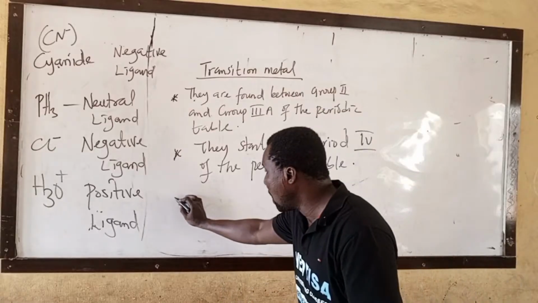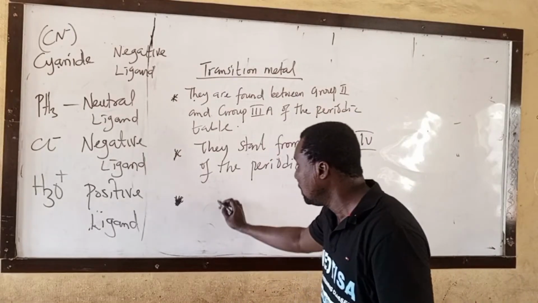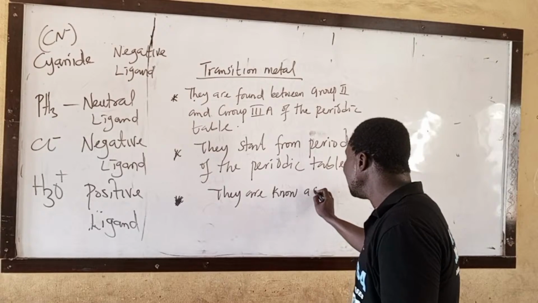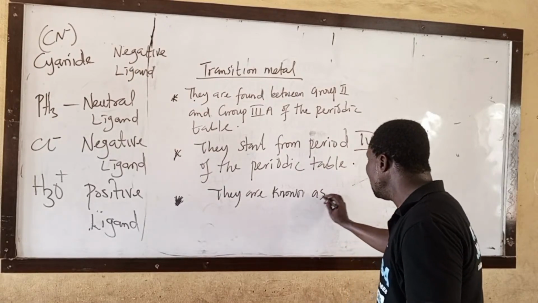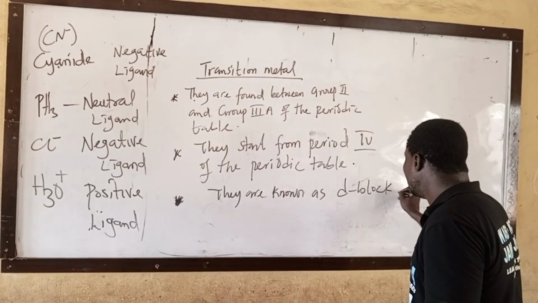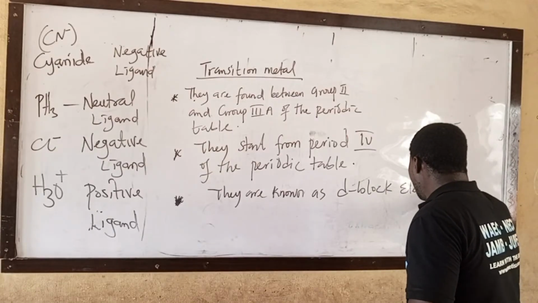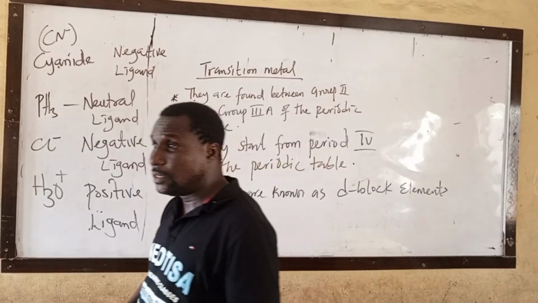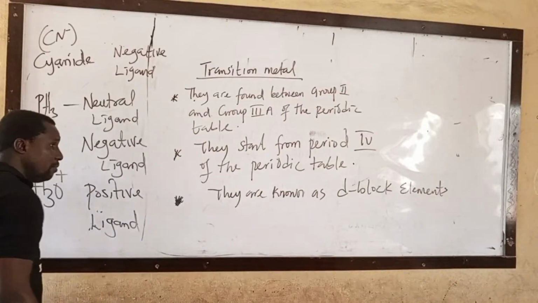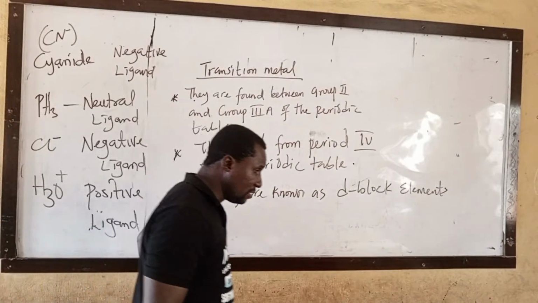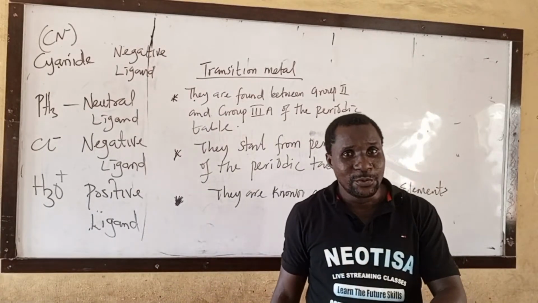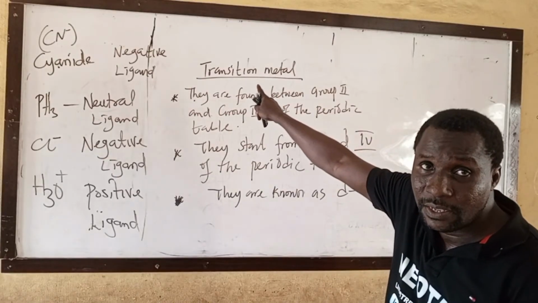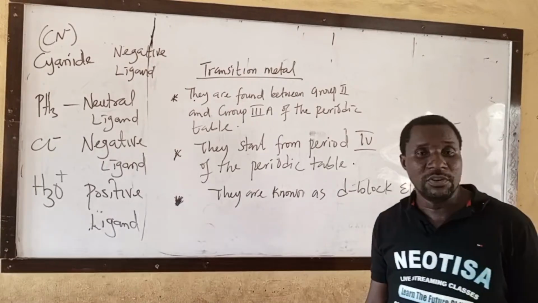Another thing, they are known as D block elements. Write it down. Very important. If they ask you, which of the following elements is known as D block element? The answer is transition element. That is transition metals. They are known as D block elements.